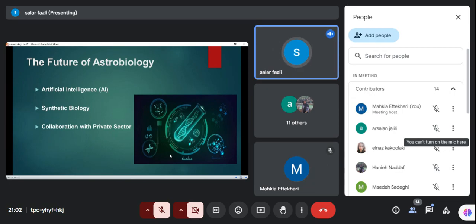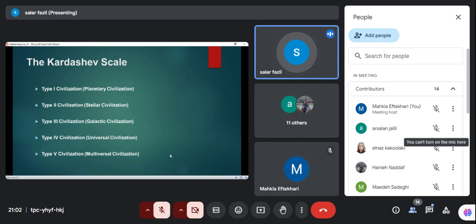As we pass these arguments, we're going to our last topic, which is one of my favorites. It's the Kardashev scale. The Kardashev scale is a method developed by the Russian astrophysicist Nikolai Kardashev in 1964. It categorizes civilizations based on their energy consumption and technological capabilities. This scale helps us conceptualize the potential development of intelligent life forms and their ability to harness energy from various sources.